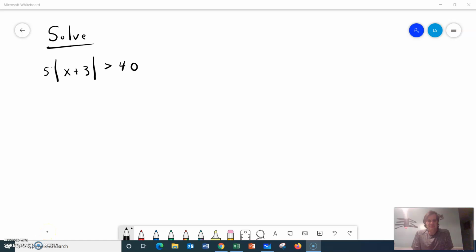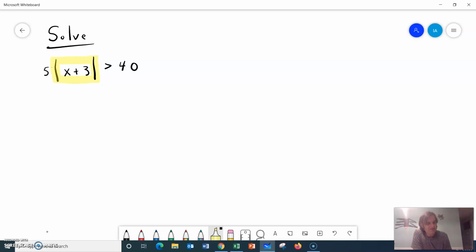Hey, it's Mr. Allred solving absolute value inequalities, and now we've moved on to practice problems where we have an absolute value greater than a number. The problem we're working with is 5 times the absolute value of x plus 3 on the left-hand side, greater than 40. And once again, with my emphasis, make sure you start by getting your absolute value completely by itself.